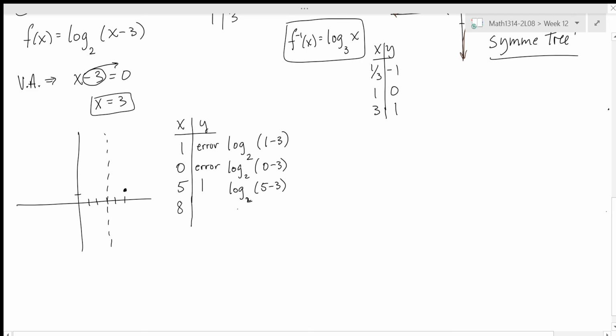8. Log base 2 of 8 minus 3. And I don't think that's going to be a nice number. Okay, so about 2.3 if we round it. And so that means 1, 2, 3, 4, 5, 6, 7, 8. 8 is going to be at 2.3. Somewhere about there.